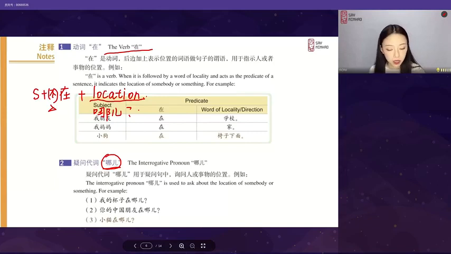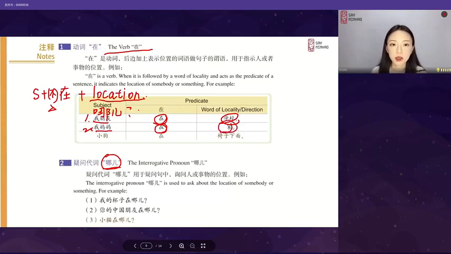Now let's see the examples. First example is 我朋友在学校. 我朋友 is the subject, means my friend. And 在 here is the verb, and 学校 is the location. Let's see the next one. 我妈妈在家. My mom is at home. My mom is the subject, 在 is the verb, and 家 is the location, at home.